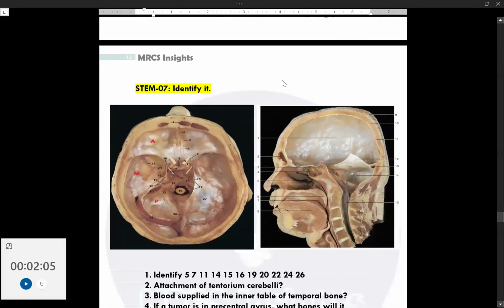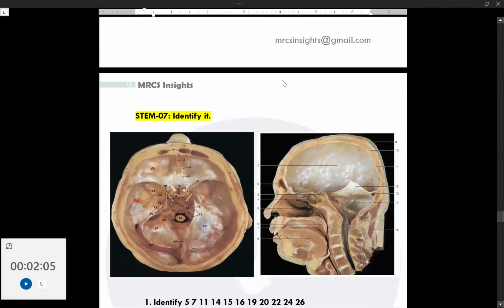Okay. So this is our last station for today's mock. Let's see who wants to be the showstopper.